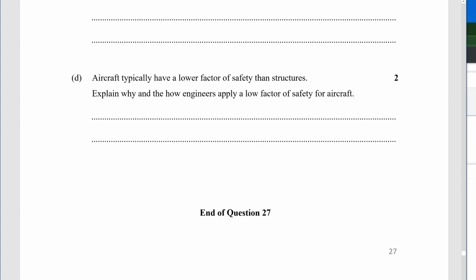Okay, aircraft typically have a lower factor of safety than structures. Explain why and how engineers apply a low factor of safety for aircraft. Okay, so explain, we're looking for cause and effect. In this case, we're going to say that because aircraft are regularly inspected and maintained on a very thorough schedule, their problems are identified much sooner than they would be for structures. As a result, also, in order to reduce the cost of travel and the environmental impact of travel, having a lower factor of safety reduces the cost and environmental impact of travel, but this is compensated for by more frequent inspection, testing, and maintenance schedules.